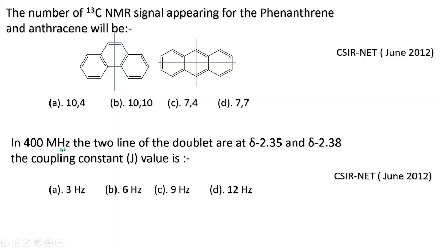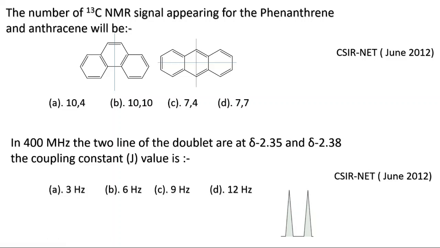The 400 megahertz spectrum shows two lines of a doublet at 2.35 and 2.38. The coupling constant J value is. How to calculate the coupling constant? For this we have to know what the coupling constant is. So 2.35 will appear at this line because TMS is present at the right side. So 2.35 will be this and 2.38 will be this. So the distance between these two will be the coupling constant.